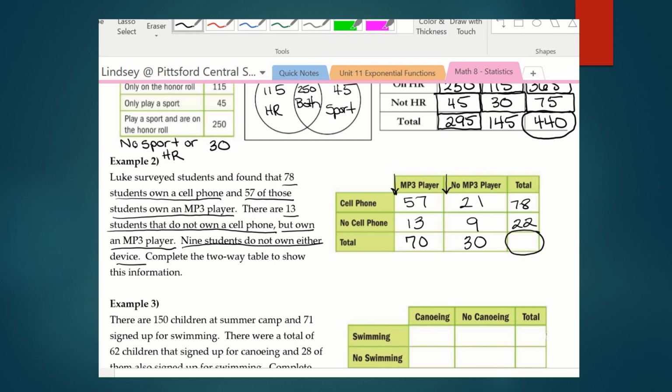We're going to add together our column, and we're going to make sure that our total for our column is the same as our total for the rows. So 78 plus 22 gives me 100. That's the same for 70 and 30. So out of 100 students surveyed, you can see how many own a cell phone, how many own an MP3 player, how many own both, and how many own neither.